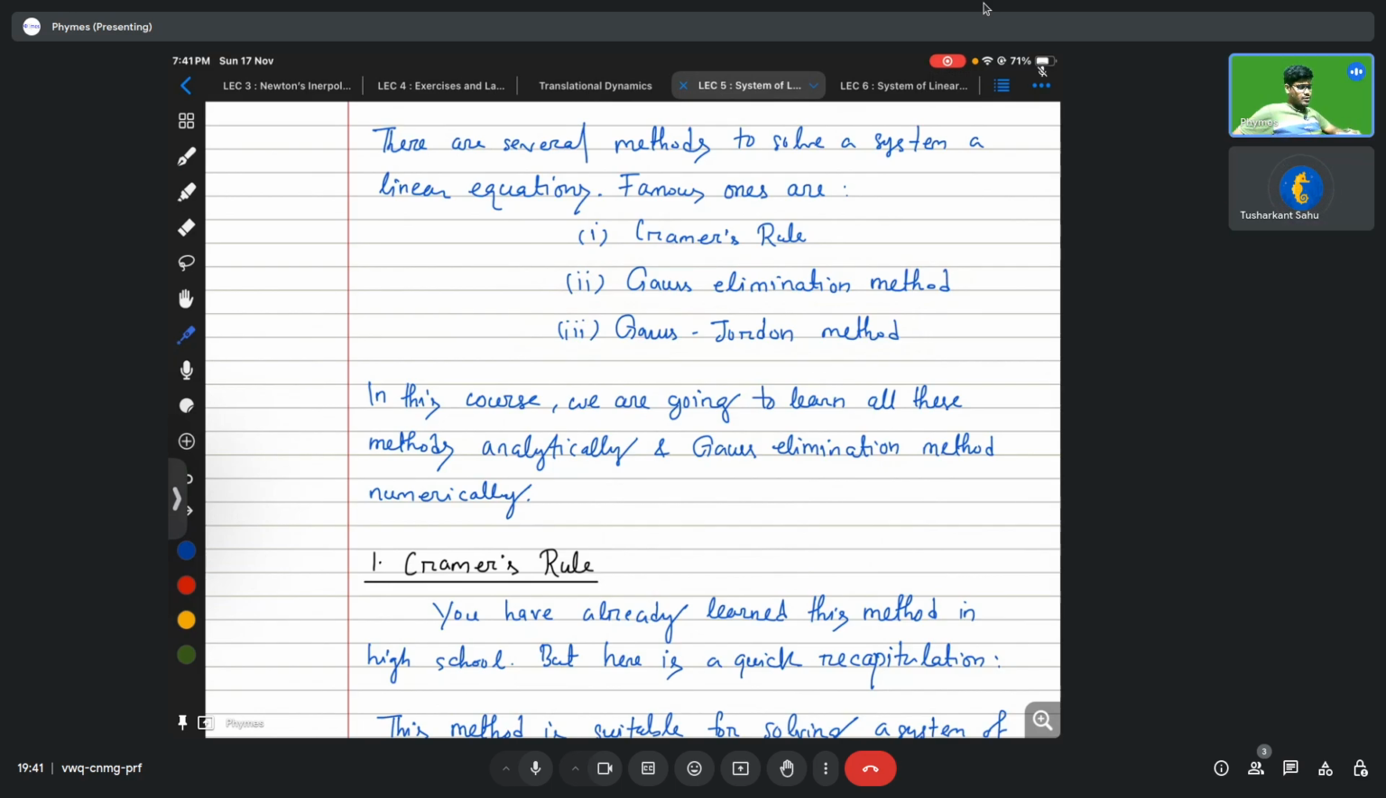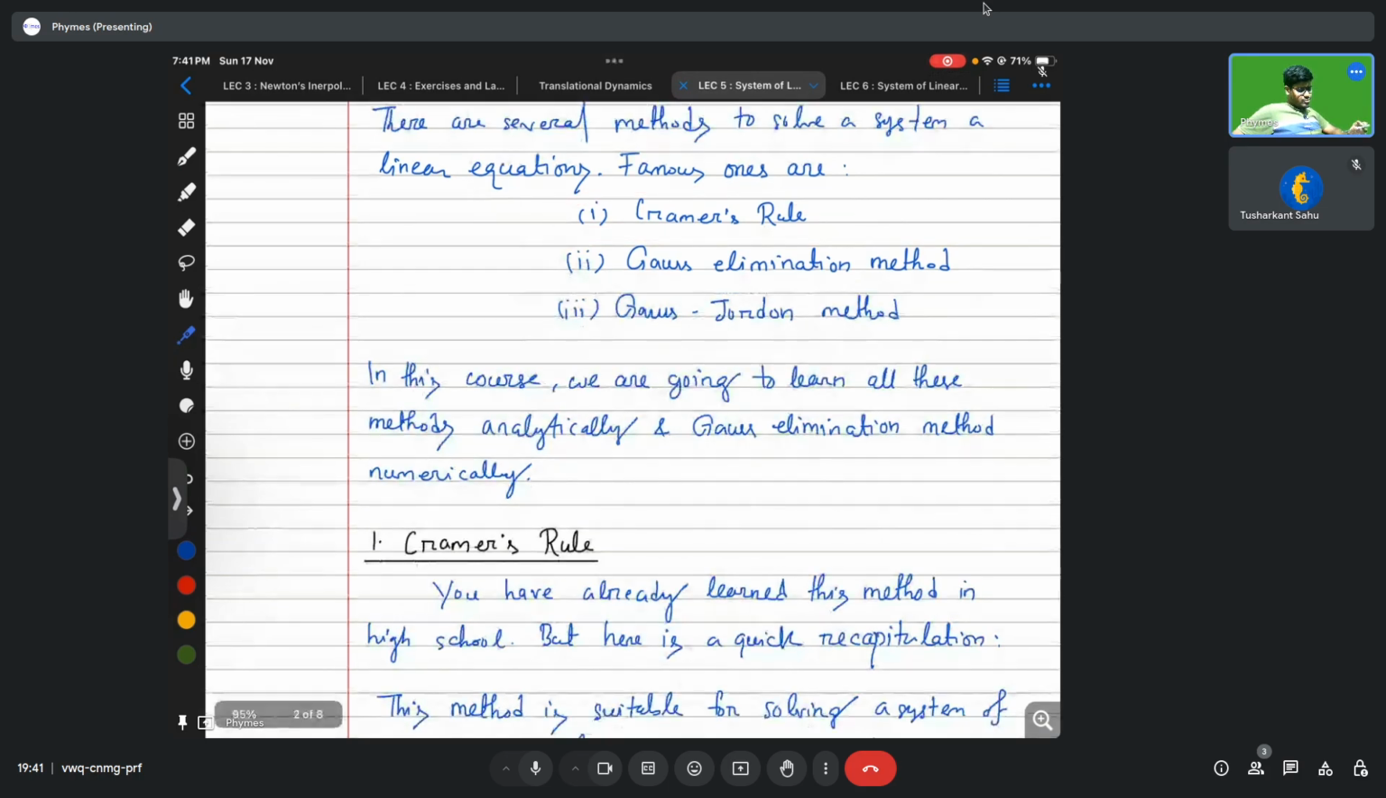Okay, so in 12th I did not read this part. For the first time I read this in BSc, I think. Okay, so in the 12th I know about only Cramer's rule.